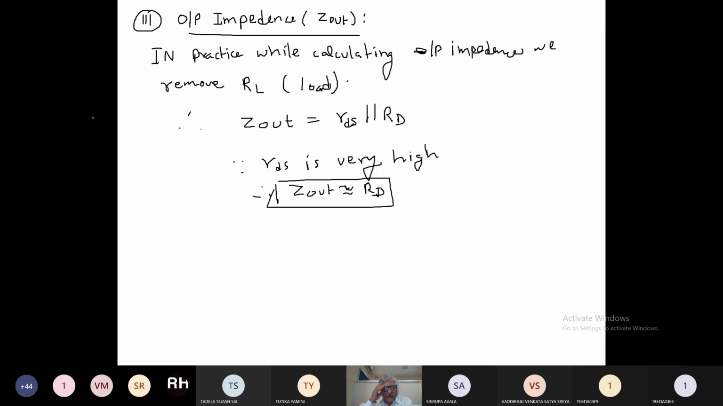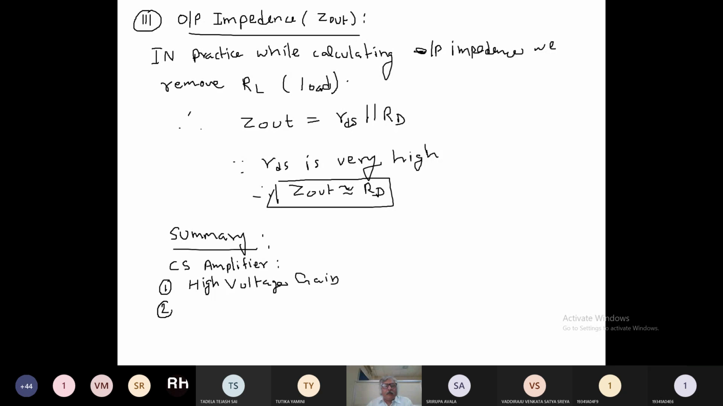So now in summary we can say that the common source amplifier has high voltage gain, and it has high input impedance.